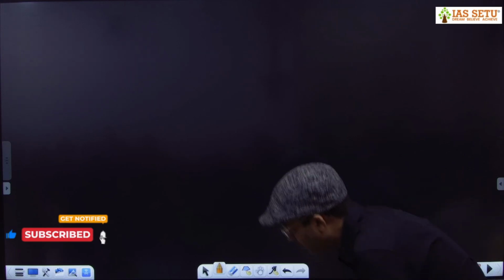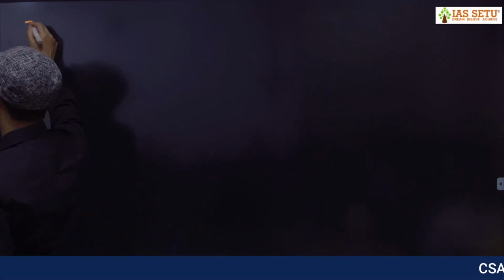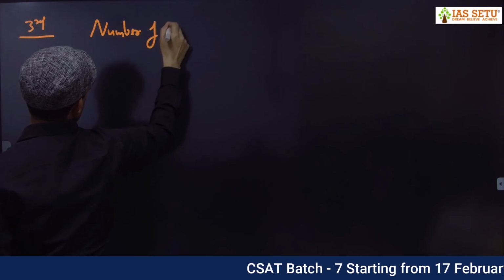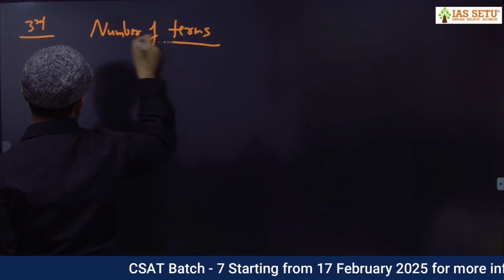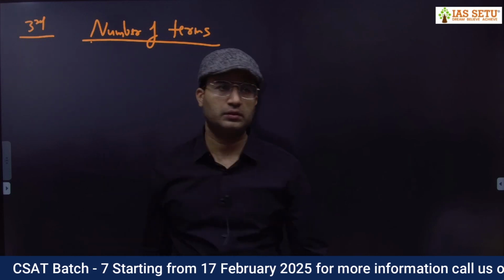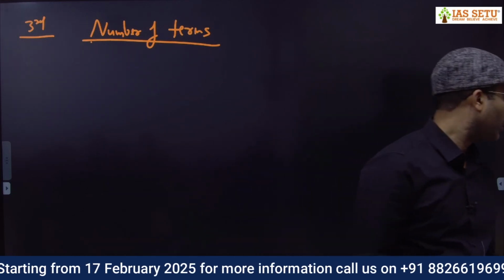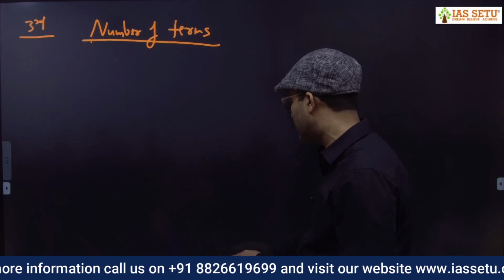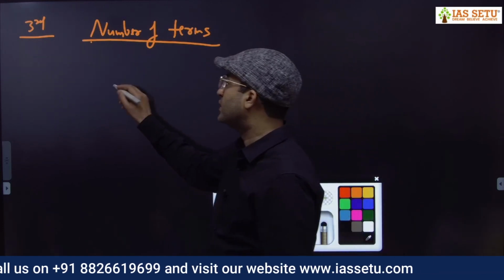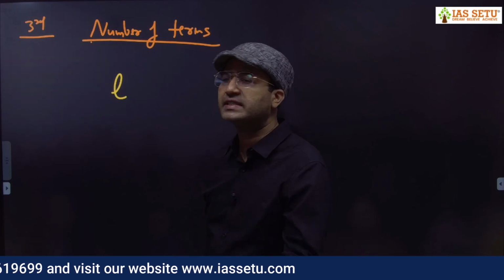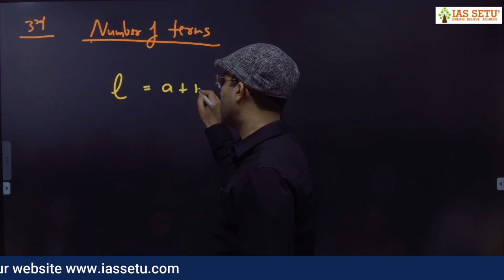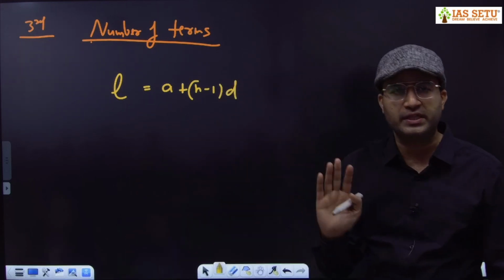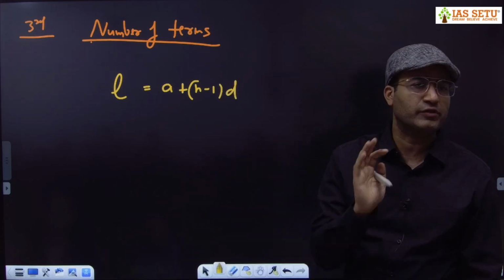Next, third formula, मतलब third concept, you put heading number of terms. Okay, I tell you the derivation because it takes 1 minute. नहीं तो direct formula भी बता सकता हूँ. What is the last term? Nth term. And what is nth term? A plus n minus 1 into D. Last term in AP is nothing but A plus n minus 1 into D.